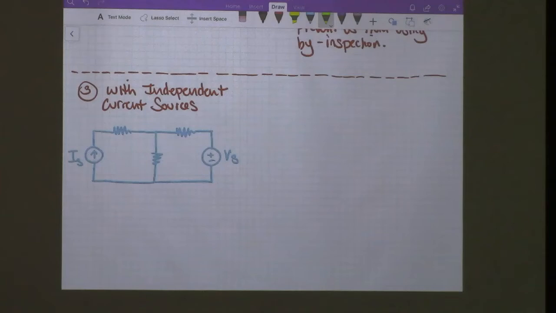So if I'm trying to perform mesh analysis on this circuit, one of the first things that I would do is I would define the loop current, right? So let's say I did that.